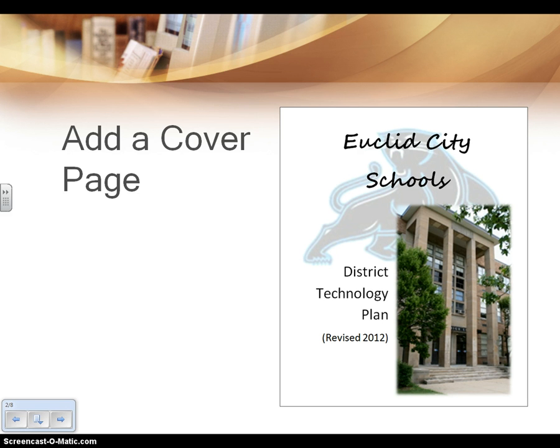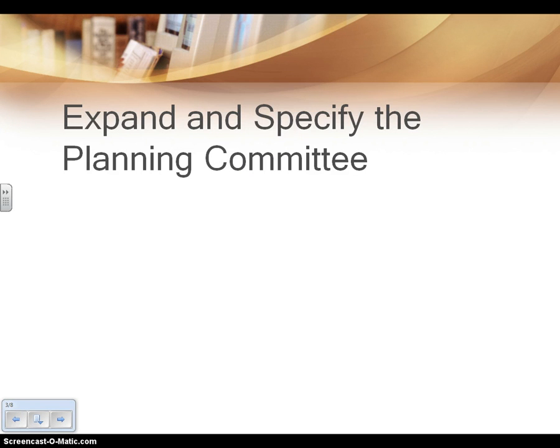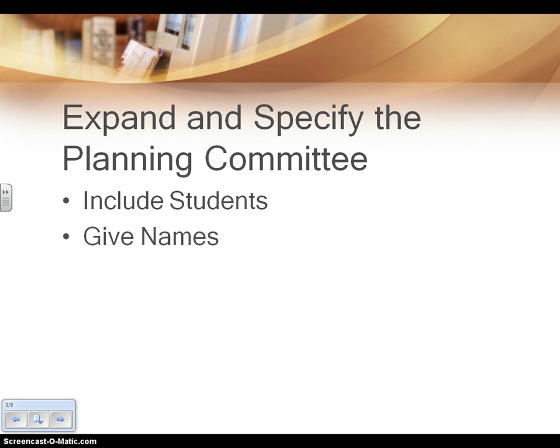A second improvement is in the planning committee itself. We want to expand and also specify the planning committee. These plans obviously would take a lot of time to do. So, two things. Number one, I noticed that there were no students included, at least none listed. And secondly, there were no names listed other than two individuals who were called approvers, and we'll get to them in just a moment. But for such a large project, I believe it would be important to include the students, since they are the ones that are going to be primarily impacted by this whole plan.